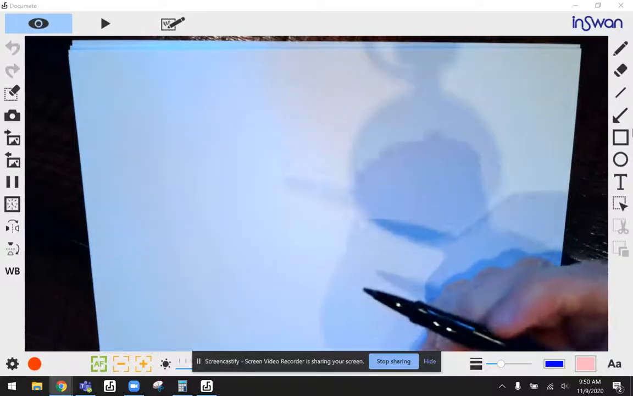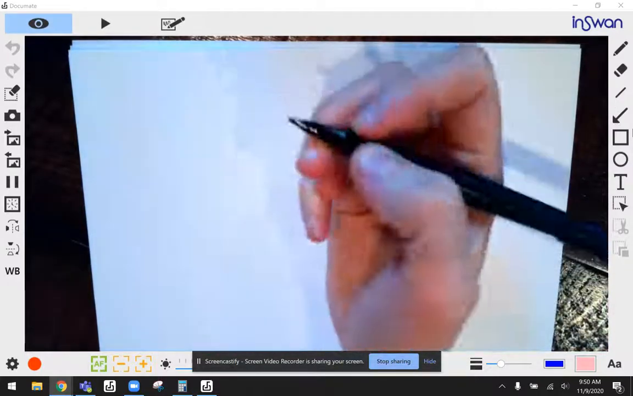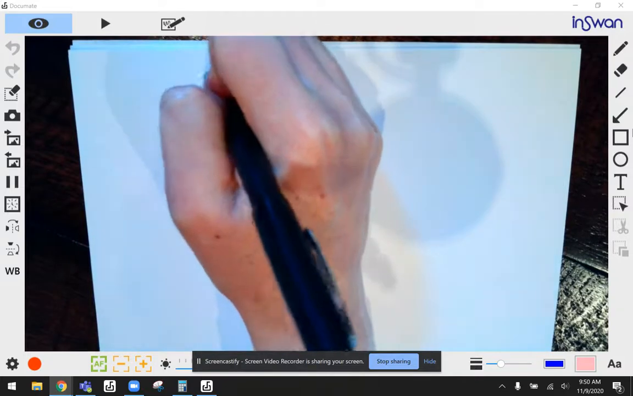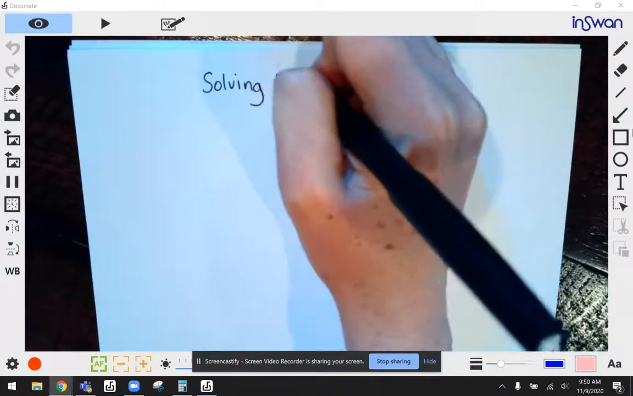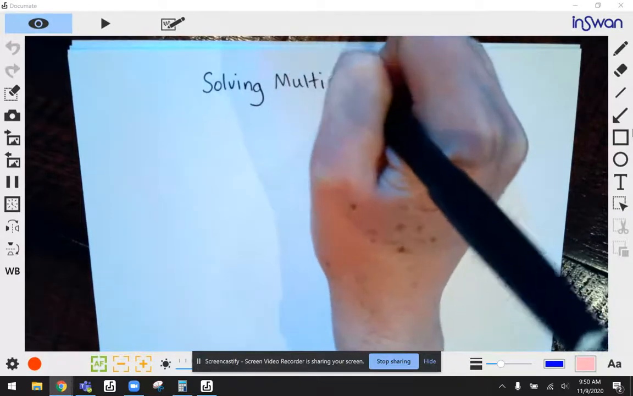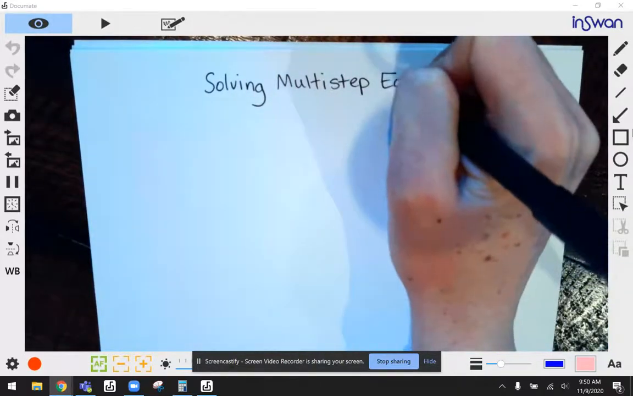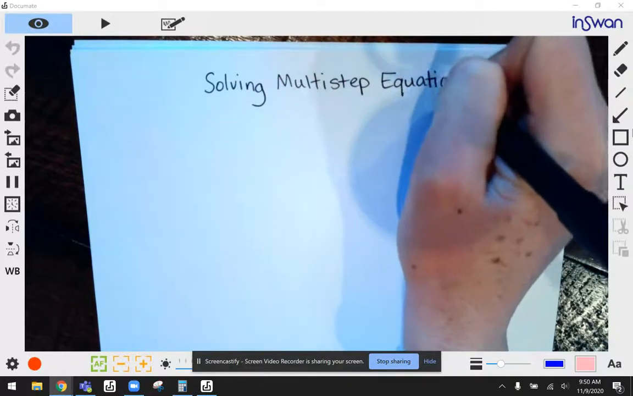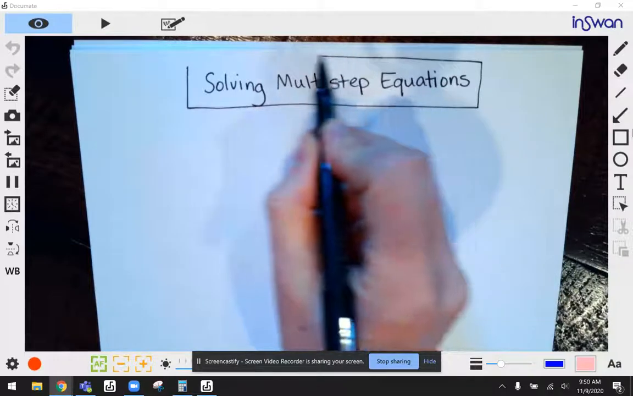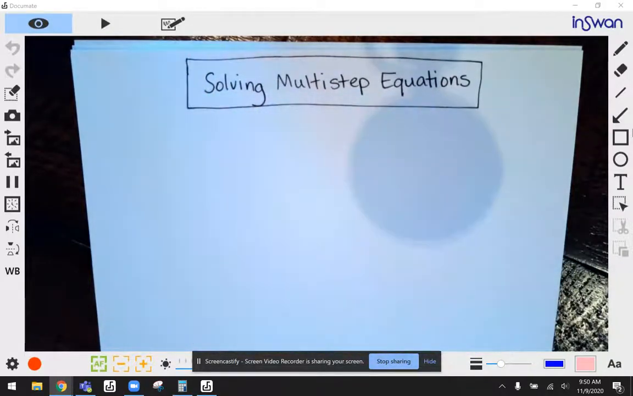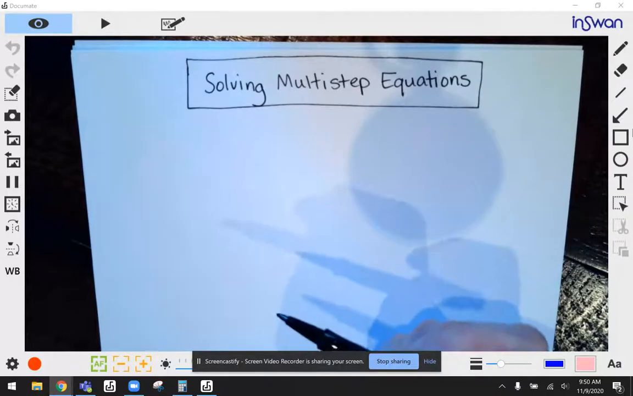Hey guys, today we're going to be learning how to solve multi-step equations. So go ahead and label your notes, solving multi-step equations. And basically here we're going to be combining all the skills we've been learning about combining like terms and distributive property and simplifying expressions and solving 1 and 2 step equations to put it all together to solve multi-step equations.